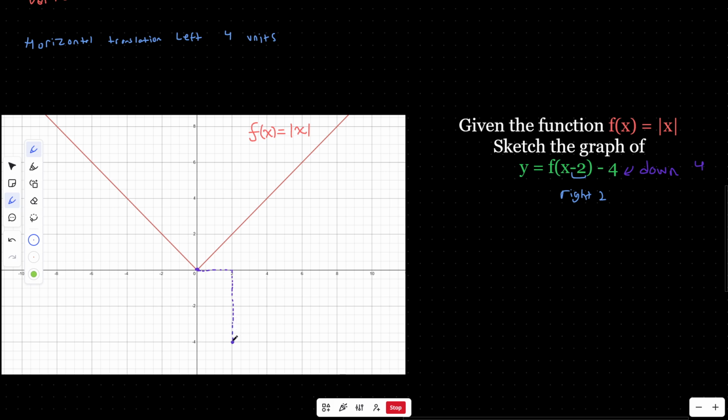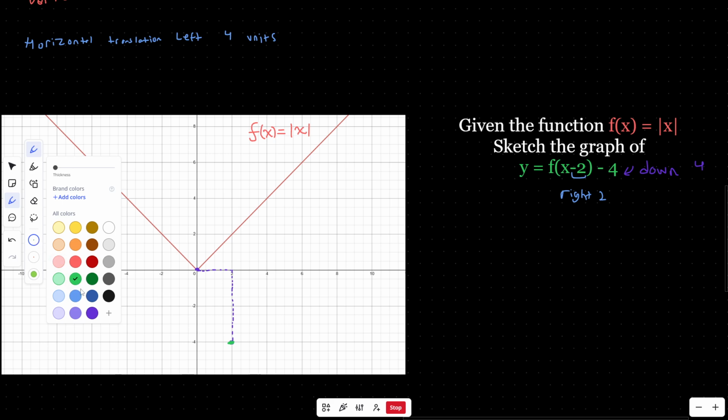So there we go. We're going to end up right there. So I'm going to mark that in green because our function's written in green. There we go. And same thing for another point. Let's say we want to use the point 2, 2.